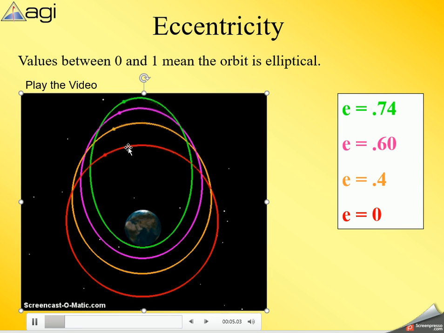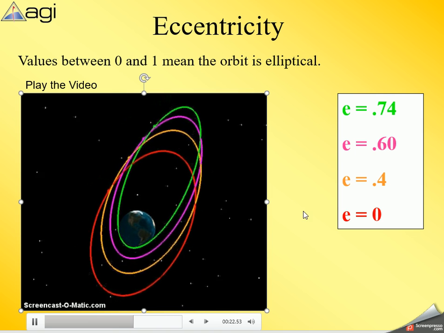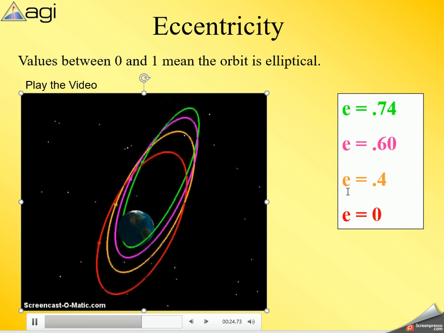The red circle has an eccentricity of 0. Then orange gets a little more oval shape, so that's 0.4. 0.6 is the pink one, so it's a little bit more. And then even more elliptical would be the green one. As we rotate and look around at the different orbits, each one of them takes the same amount of time to go around, if you're noticing. We'll look at that in a second. But they all have different shapes.